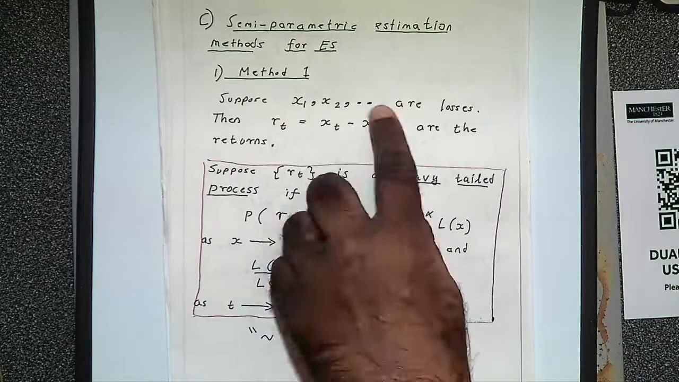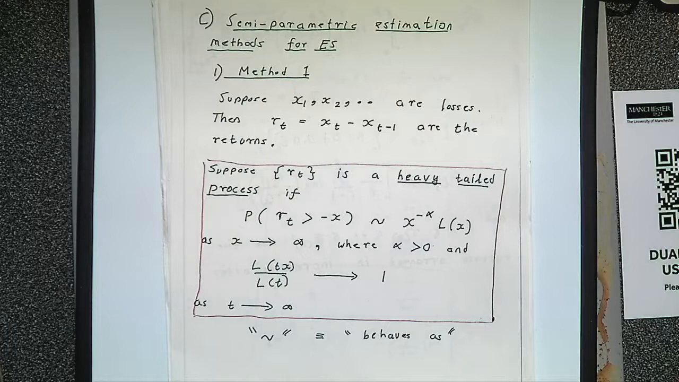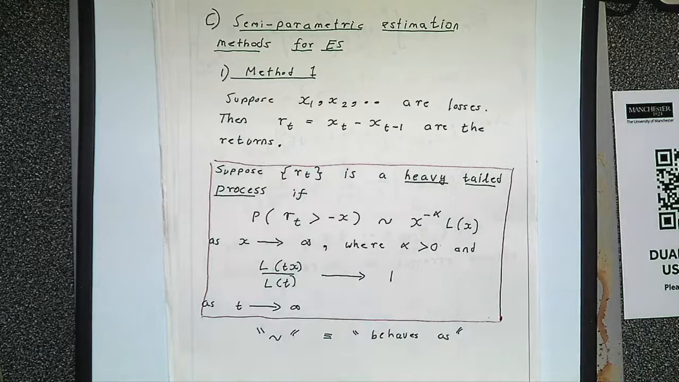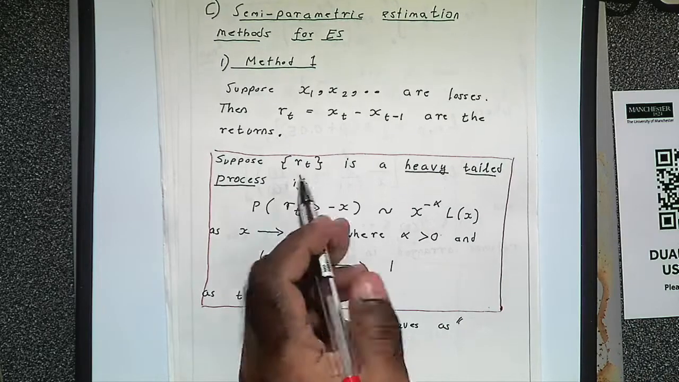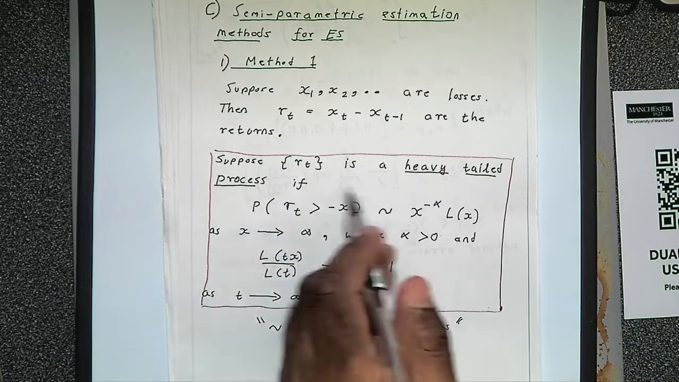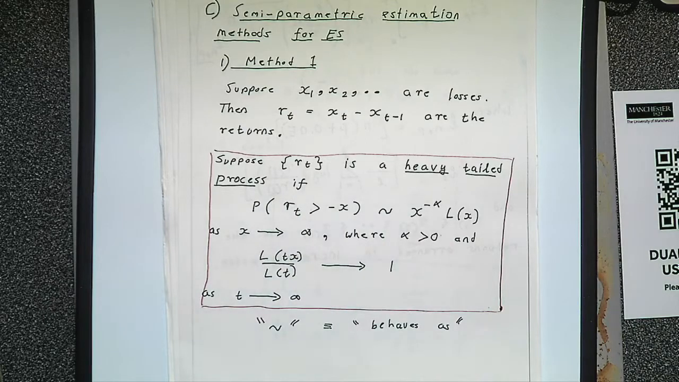So suppose you have losses x1, x2, etc., and let RT denote the returns. So RT is defined as the difference between the losses, right? Now suppose RT is a heavy tail process. This, in the red box, is the definition of a heavy tail process.